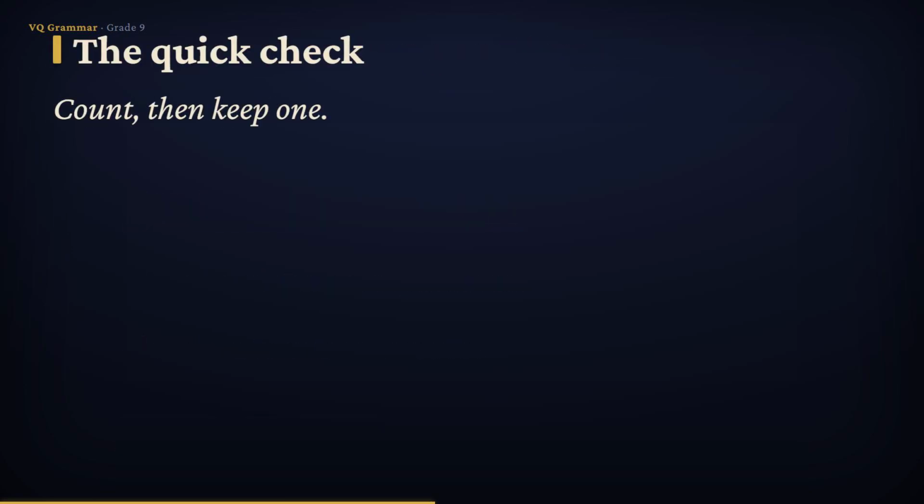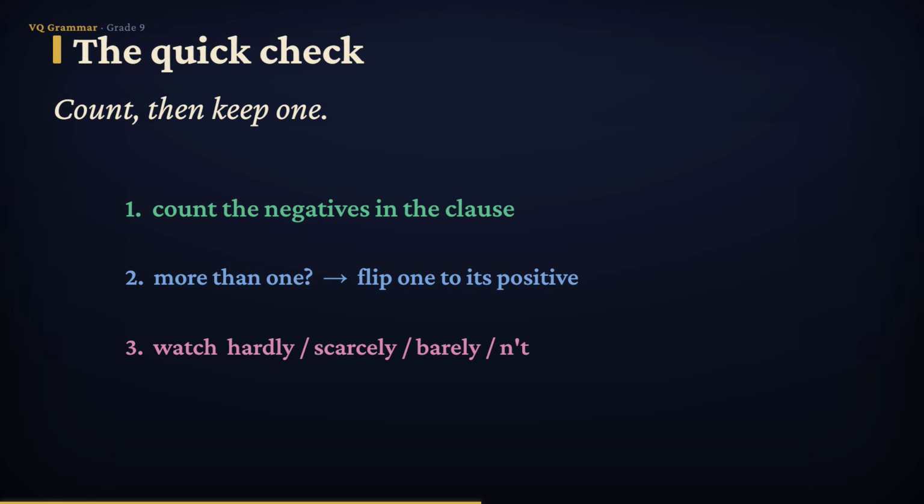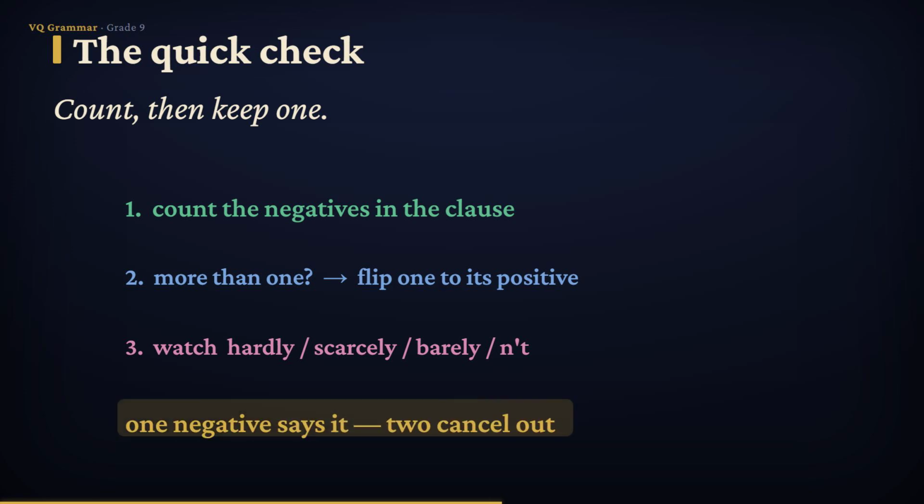Let's boil it down to a quick check you can run on any sentence. Step 1. Count the negative words in the clause. Step 2. If you find more than one, flip one of them to its positive twin. No to any, never to ever, and so on. And step 3, the one people forget. Keep an eye out for the sneaky negatives, hardly, scarcely, barely, and any hidden n't, because they count too. Remember the whole rule in a single line. One negative says it clearly, while two just cancel each other out.